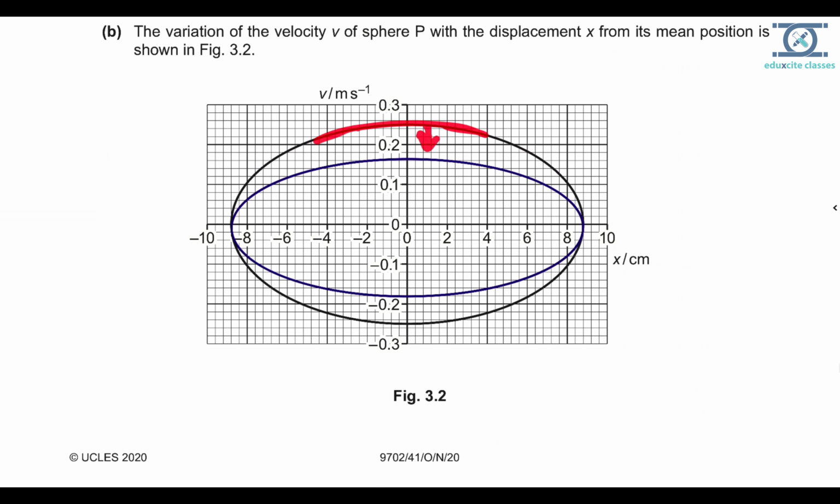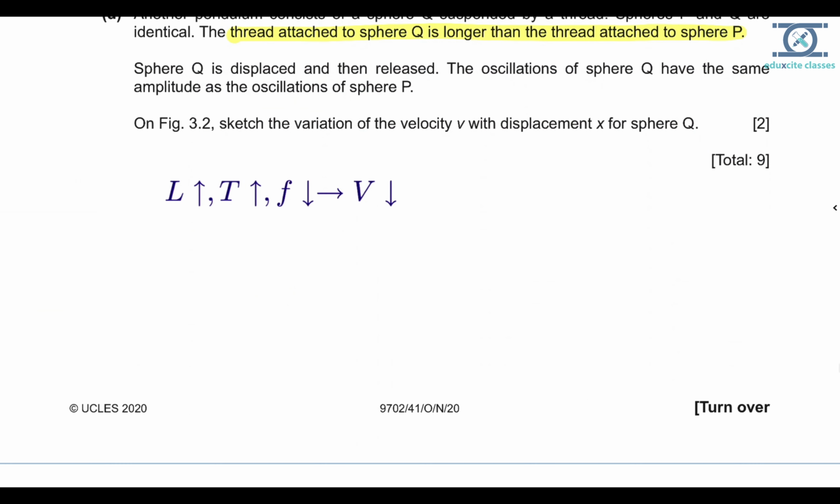It will be lower than that. You can draw any ellipse with the same amplitude. You can draw this also, or you can draw the one which I have drawn here for the answer. So this will be the right answer for the last part, D. So question number 2 is completed.